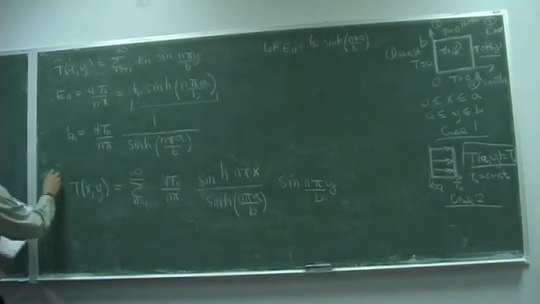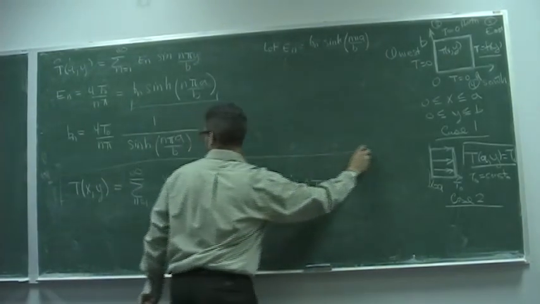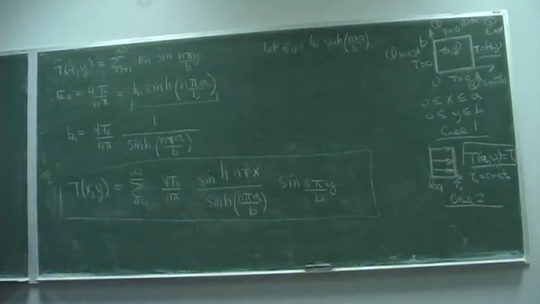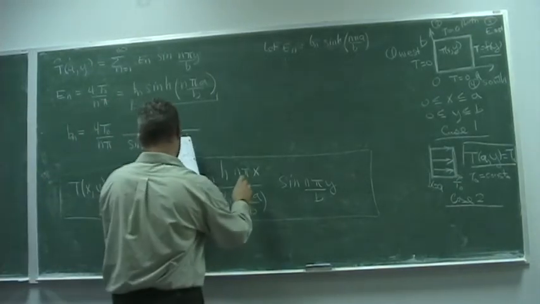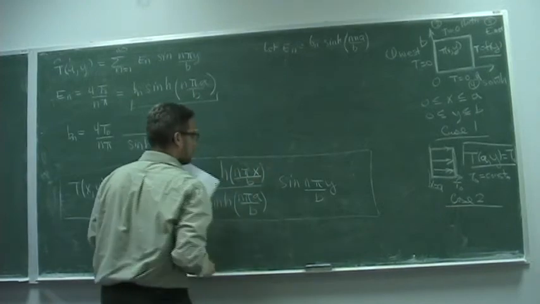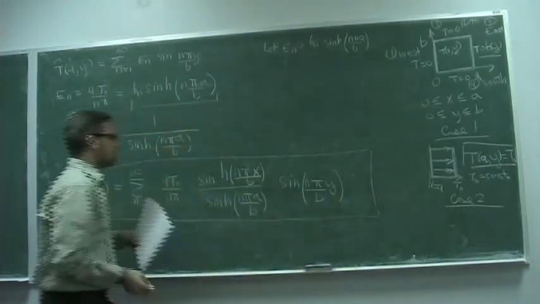That is our solution. Doesn't that look nasty? Should we have n pi x over b for the top part? N pi x over b. Yes, thank you very much. N pi x over b. N pi. There we go.